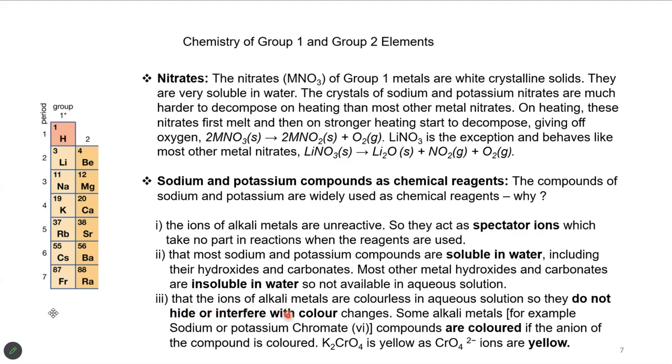The compounds of alkali metal ions and alkaline earth metal ions are generally colorless. But depending on the anion, they can show color. So here it is the chromate ion, which is yellow. Therefore, potassium chromate is yellow in color. Please do remember that alkali metal and alkaline earth metal compounds are colorless, except in a few cases where the anions are colored and therefore the whole compound is colored.